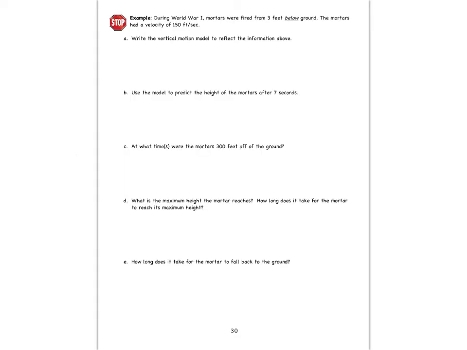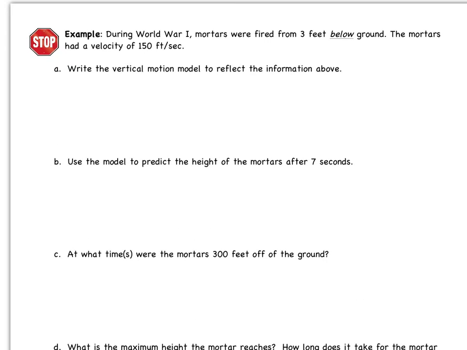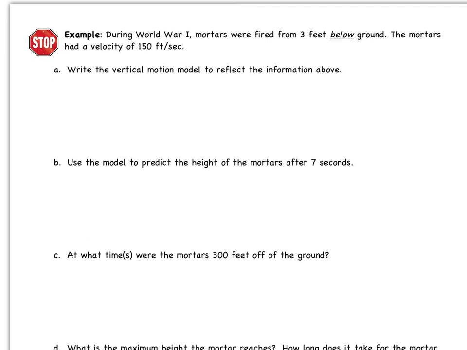Okay, so I want to make sure that we set this equation up correctly. So this one says, during World War I, mortars were fired from 3 feet below ground. The mortars had a velocity of 150 feet per second. So we're going to start by writing the vertical motion equation. So it's going to be h equals negative 16t squared plus, our initial velocity is 150.